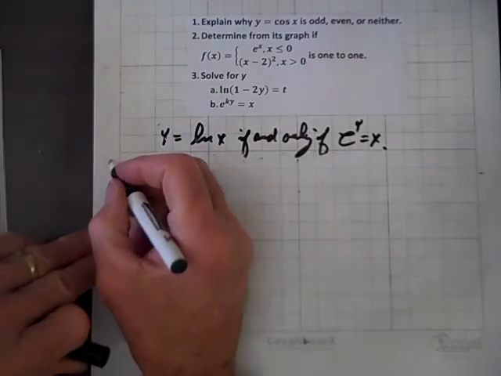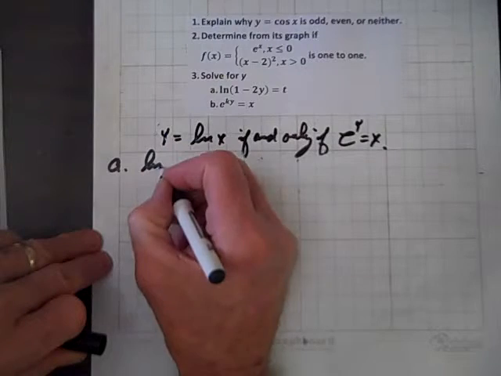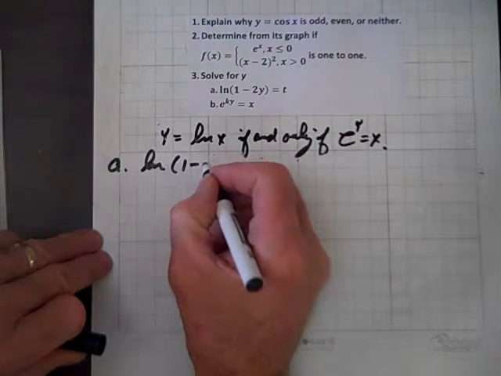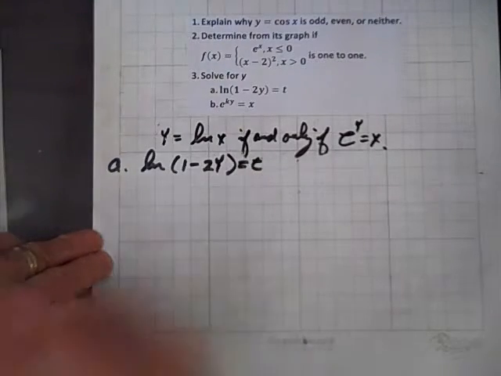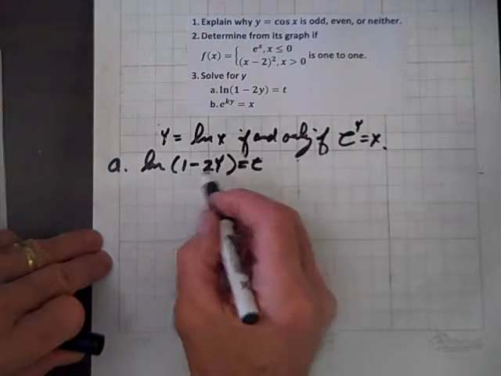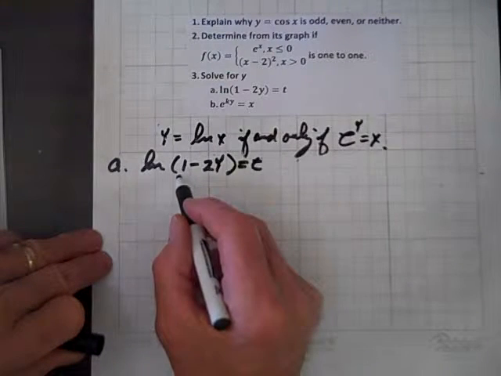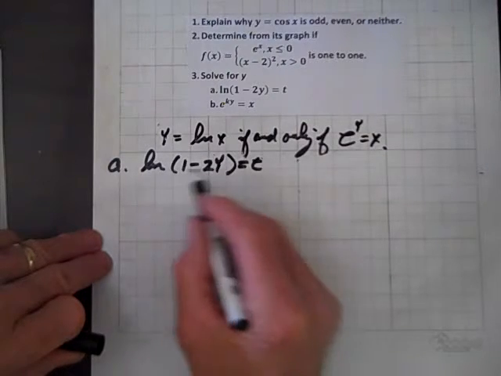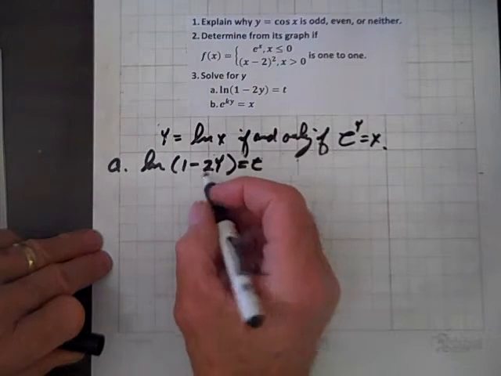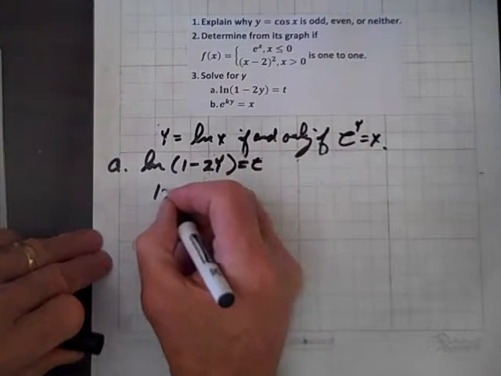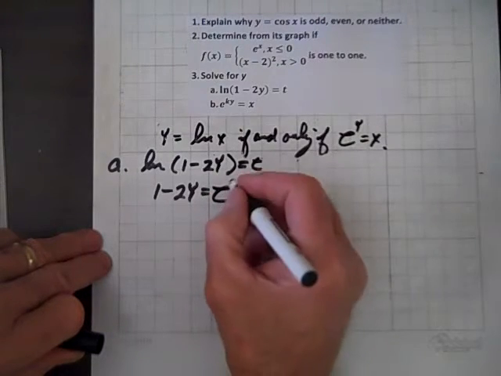So for a, we have ln of 1 minus 2y equals t. The dilemma is we need to release this 1 minus 2y from the logarithmic function. To do that, we'll rewrite this equation in exponential form. So the result is 1 minus 2y, and the exponent is t.